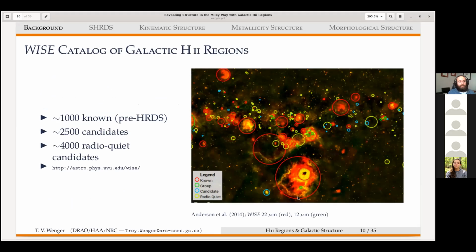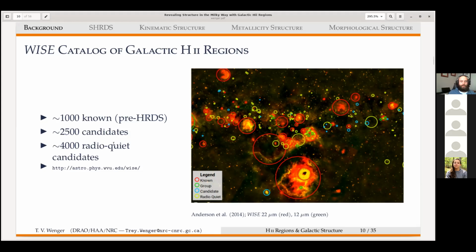So the next two slides, I'm going to summarize a decade of work. First, we had to go find all of the HII region candidates in these infrared surveys. And these ended up being compiled in this thing called the WISE catalog of Galactic HII regions, which is just a catalog of all of the infrared identified HII regions and HII region candidates. These were identified by eye, and the sources in this catalog are grouped into several categories.